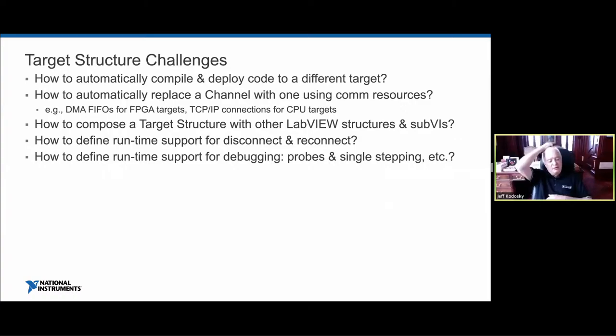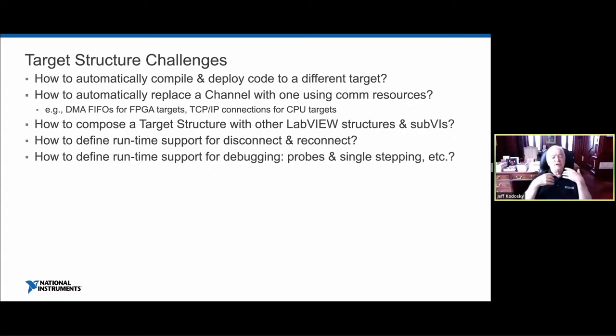So what kind of challenges do we have in trying to make the target structure reality? At the high level, the concept seems simple enough, but there are these challenges. For one thing, compiling and deploying, we actually know how to do that. Project tree does that. But can we do that automatically behind the scenes? And so in fact, a lot of the experimentation we're doing is using the project tree, but trying to keep it in the background and automate the construction and navigation of the project tree.